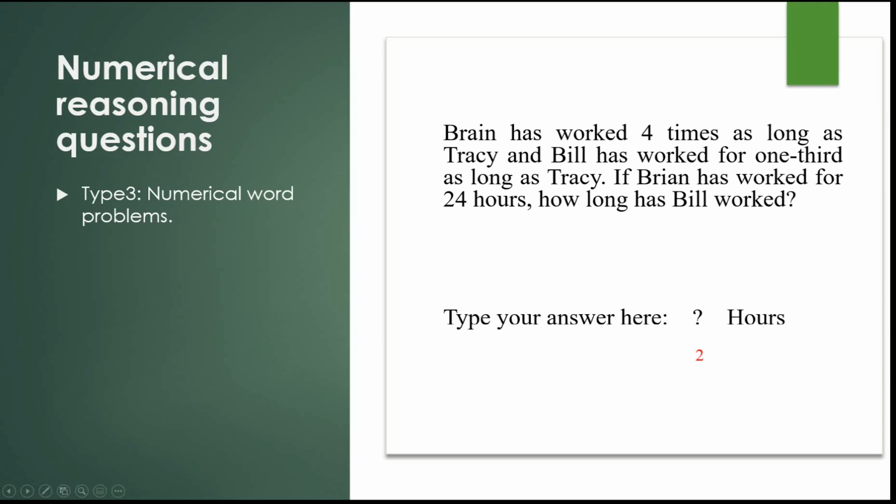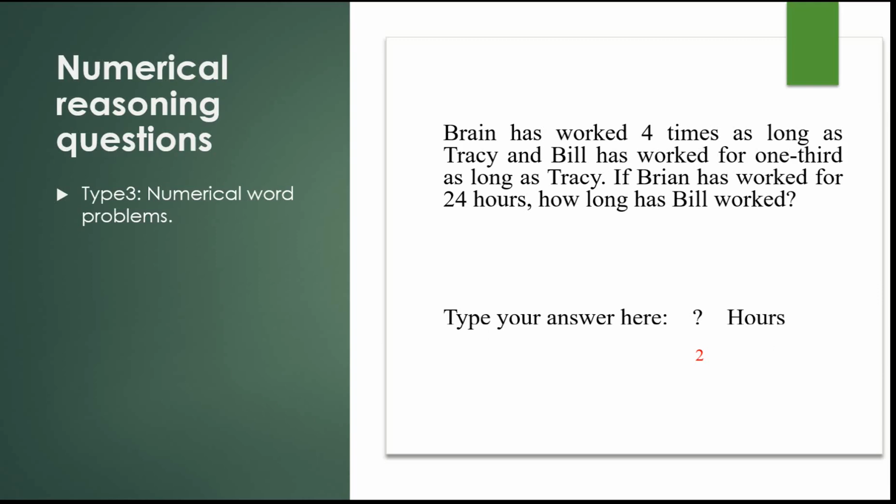Yes, the correct answer is 2 hours. Remember that for this type of question, we just need to put the x at the beginning and count from left to right to get the answer. So, we divide 24 by 4. We can get Tracy's hours as 6, and then use Tracy's hours divided by 3 to get Bill's hours. So the correct answer is 2.